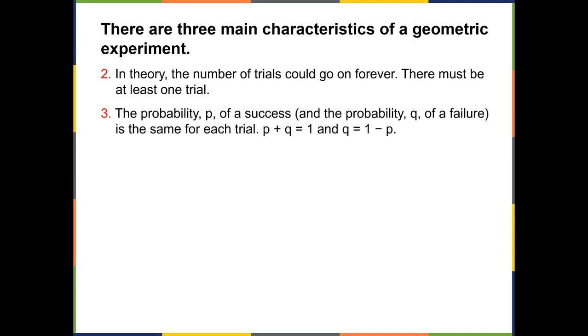A couple more characteristics. Number 2, in theory, the number of trials could go on forever. You would just keep failing. There has to be at least one, though. And the probability P of success and the probability Q of failure need to be the same for every trial. It can't change from trial 1 to trial 2, right? They need to be the same. As always, they add up to 1 because they're complements, and Q is going to be 1 minus P.